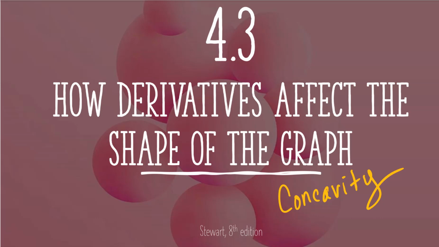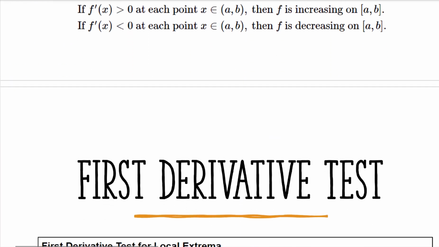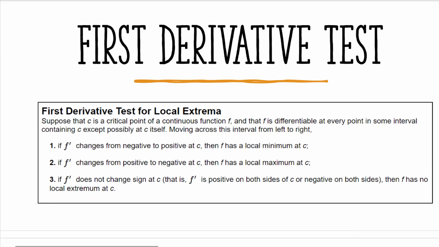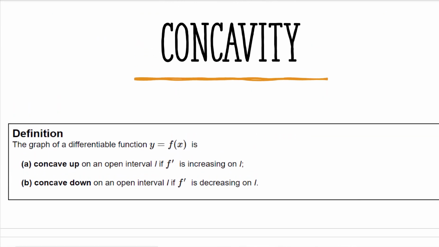On to our fourth installment of 4.3. We're going to talk about concavity. Let's jump into it. We've learned about increasing and decreasing. We got a little something about our first derivative test. And now, concavity.